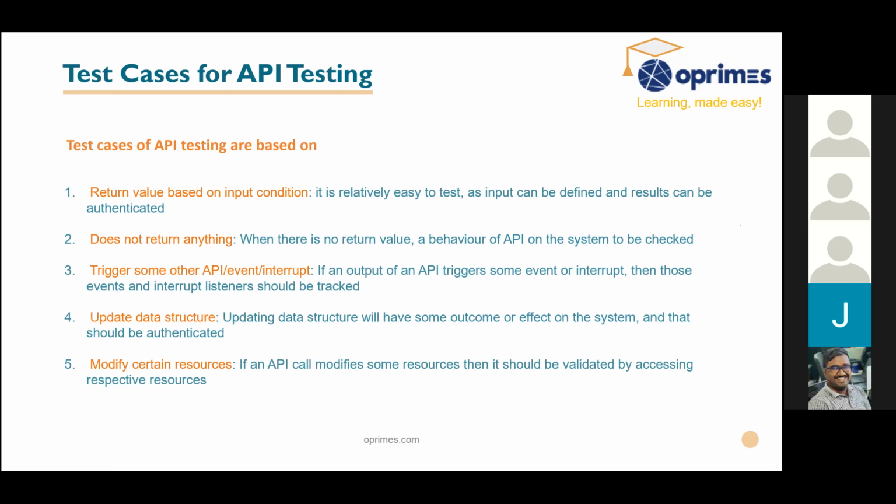That is one thing. And what if it is not returning any values? What has to be done? If there is no return value, then the behavior of the API in the system has to be checked, because it is supposed to give you either a server side error or client side error or some error message to understand what goes wrong. So this has to be validated.